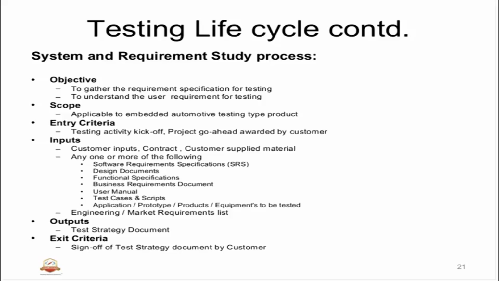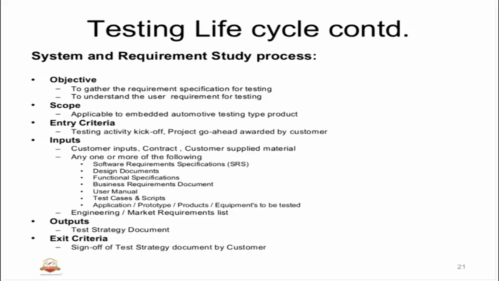Then we define the scope. So whatever the scope of the testing. So we say applicable to embedded automotive testing type product. That is, whatever we do, this objective is applicable only for the particular testing of the particular product. And we have entry criteria as the next element in the process.